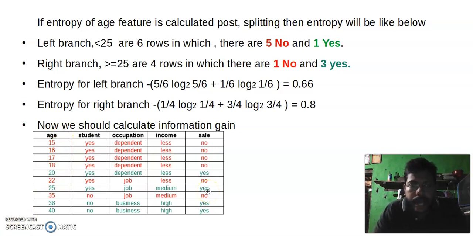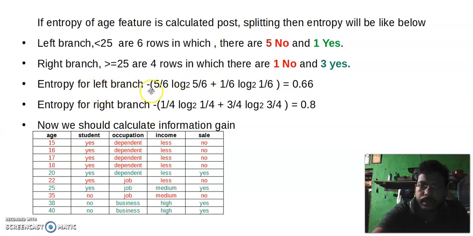Here in the right branch we can see the data is equal to or above 25. If the age is either 25 or more than 25, then it comes in the right branch. So if you see here 25, 35, 38, 40, there are 4 rows, and out of 4 rows there are 3 yes and 1 no. So in order to calculate information gain, first entropy is calculated, and it is calculated separately.